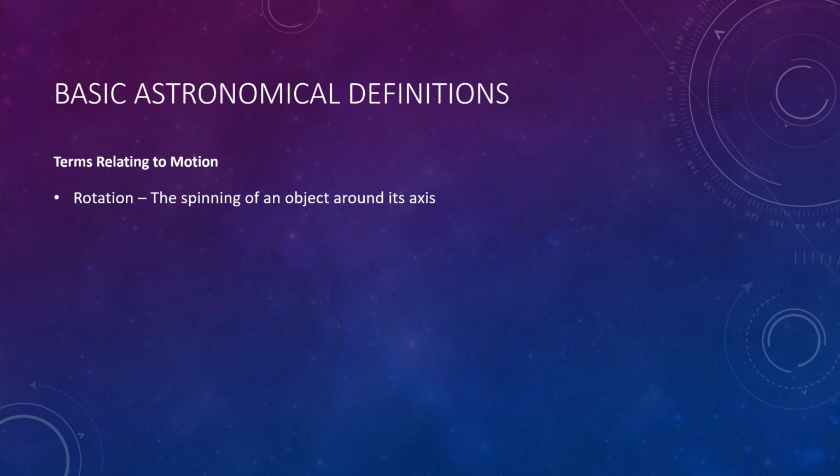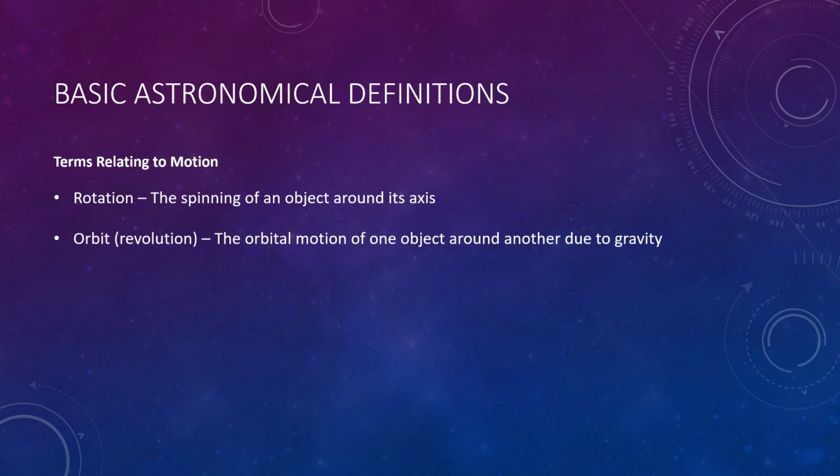So anyway, rotation is the spinning of an object on its axis. So this would be like a top. If you were to spin a top on a table, the top is spinning around its axis, so it is rotating. The Earth, for example, rotates on its axis once every 24 hours. So that is how we have our days.